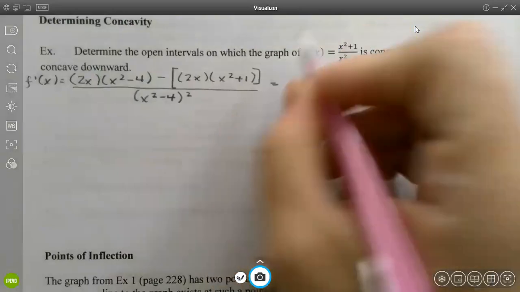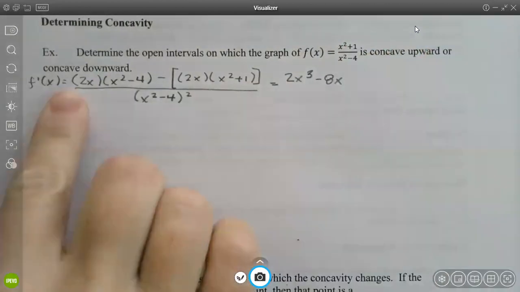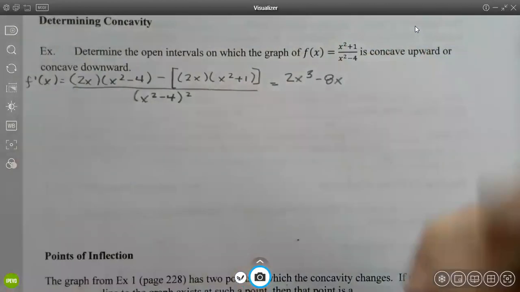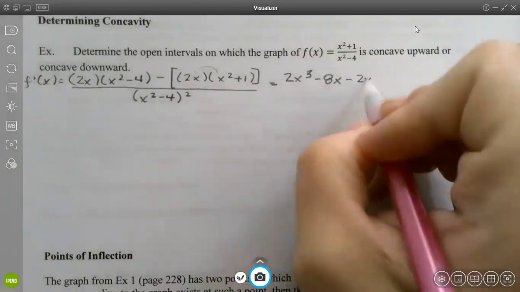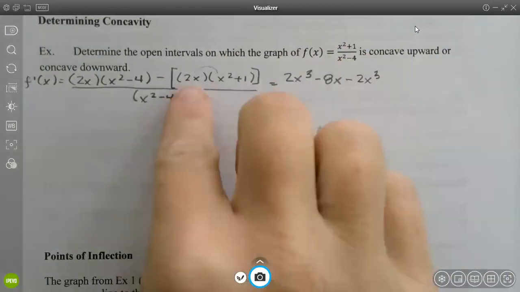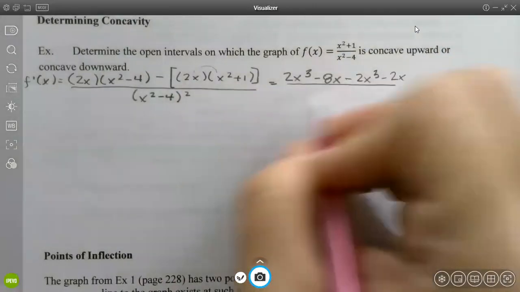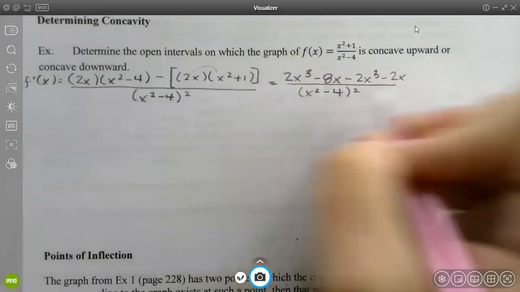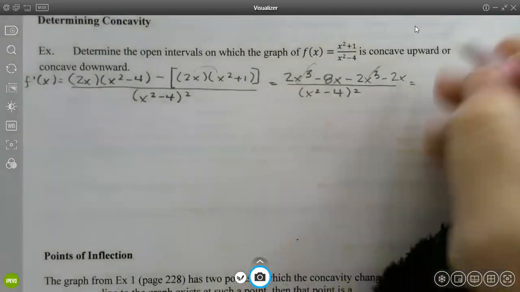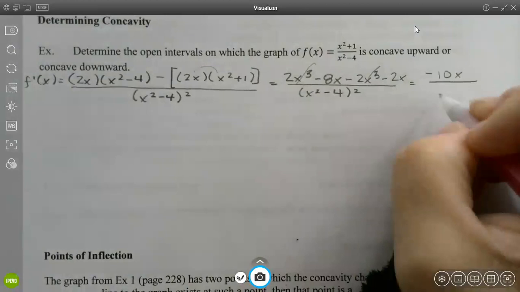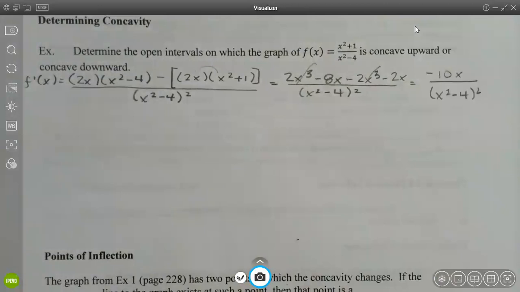Clean up the top. I have 2x cubed minus 8x, so I distribute my 2x. 2x cubed minus 8x. 2x times x squared, and a minus is 2x cubed again. 2x times 1 is 2x, and it's minus, all over x squared minus 4 squared. Your 2x cubes will cancel out. You're left with negative 10x over x squared minus 4 squared. So there's your first derivative.